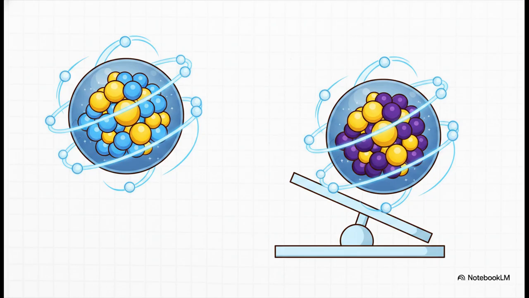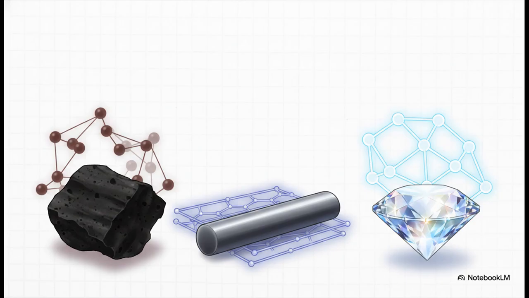And just to add one more little wrinkle, here's another anomaly Dalton couldn't quite explain: allotropes. Think about charcoal, graphite, and diamond. They are literally all made of carbon atoms, the exact same building blocks. But because of how those atoms are structurally arranged, they have vastly different physical properties. Once again, nature just proved to be far more complex than Dalton's overly rigid initial rules.